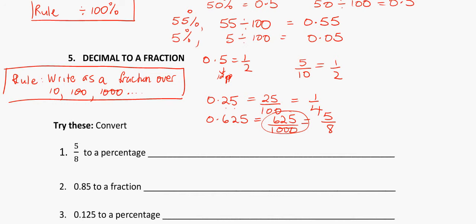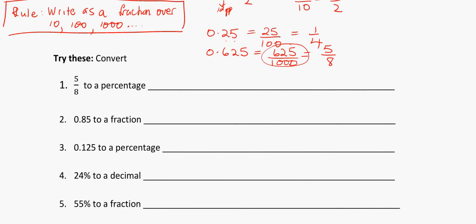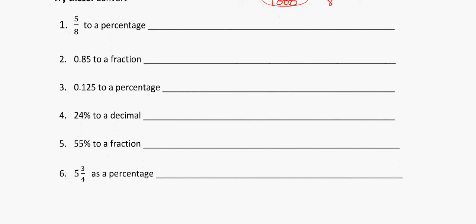Okay, the first question. You can try these. You try to do them first and then stop the video and then see if you've got the right answer. Right, 5/8 to a percentage. So we multiply by 100%. And you should get 62.5%. Number 2, 0.85 to a fraction, 2 decimal places, so it's 85 over 100, and that will simplify to 17/20.